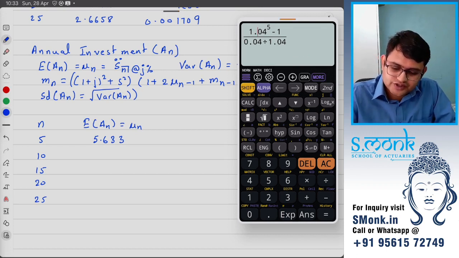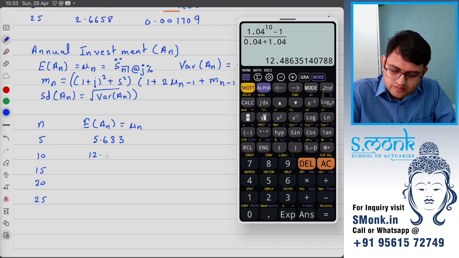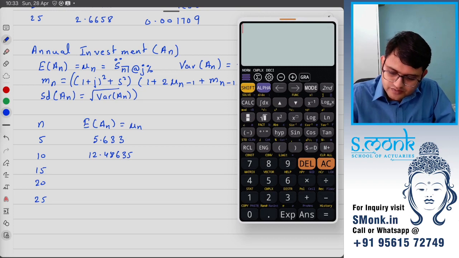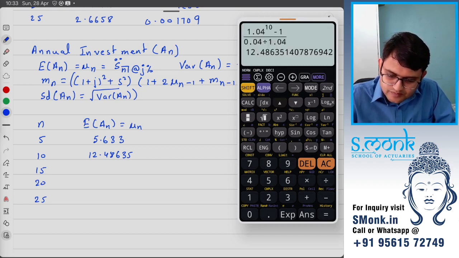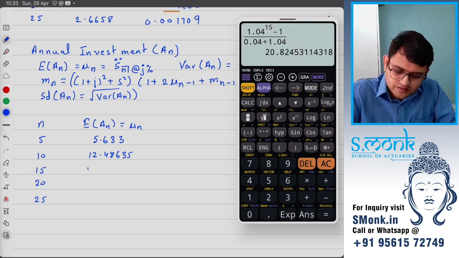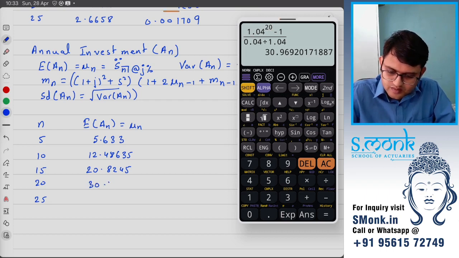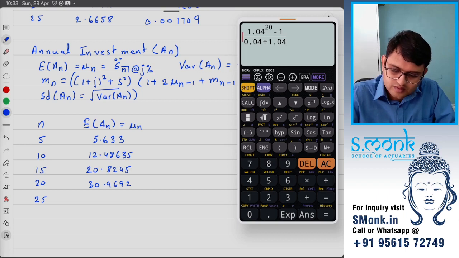Then I'll change this equation. Instead of 5, I need 10 now. I'll change this equation again, and from 10 I'll go to 15, then 20, 25.